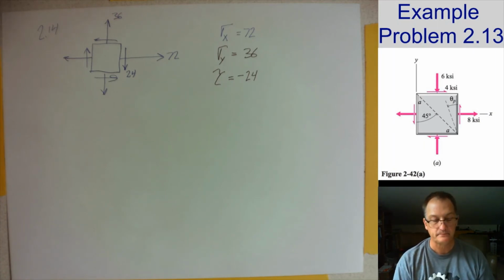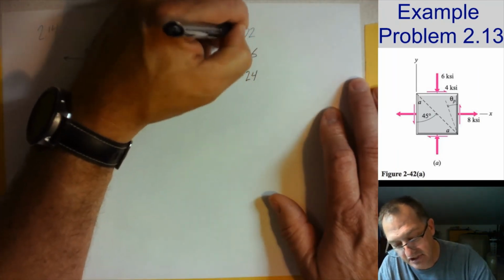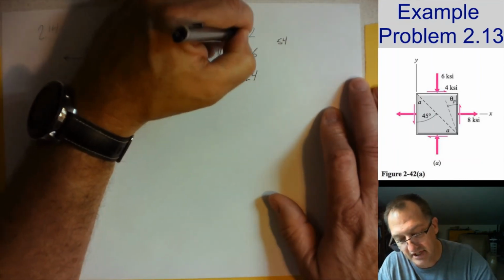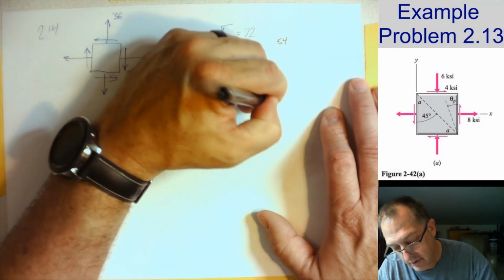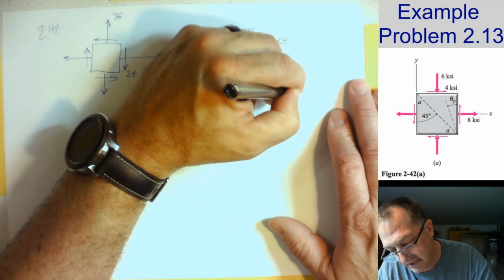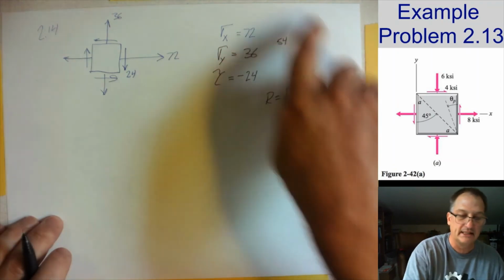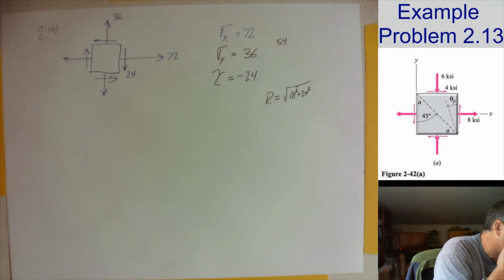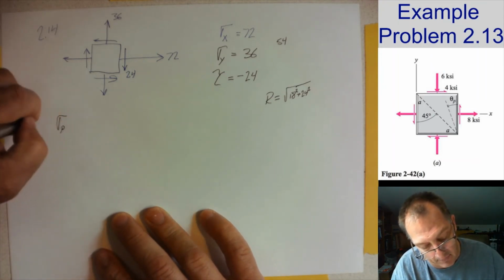All right, I can already envision the circle. The center of these is at 54, and the difference is 18. So what I've got is a circle where the radius is equal to the square root of 18 squared plus 24 squared. I can already see that circle. And then they want to know, they're just asking to start out with, find P1 and P2.